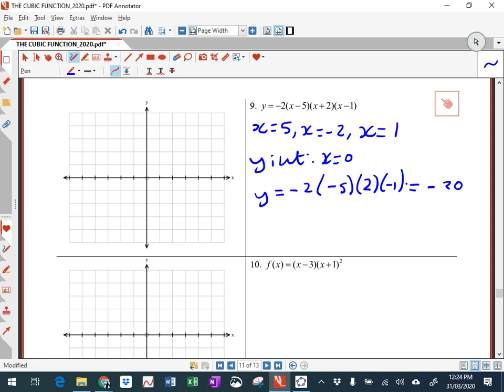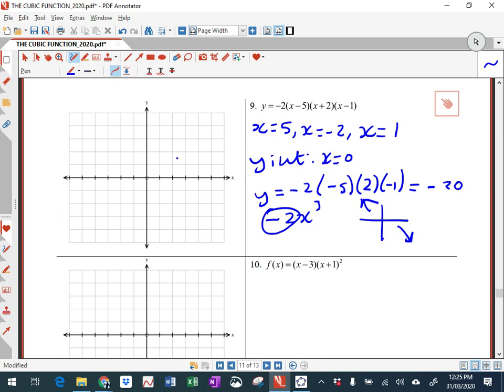And what else should I consider? Well, look at the cubic term. The cubic term will have negative 2, and x times x times x is x cubed. Here's my cubic term. So I notice the coefficient is negative. So that means I'm starting in the second quadrant, finishing in the fourth.